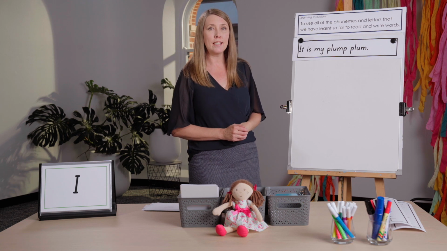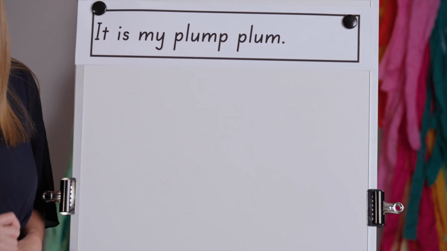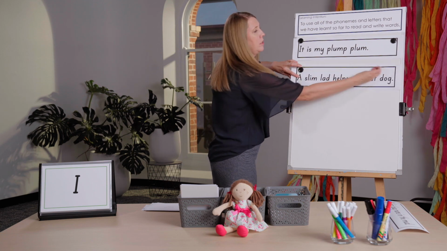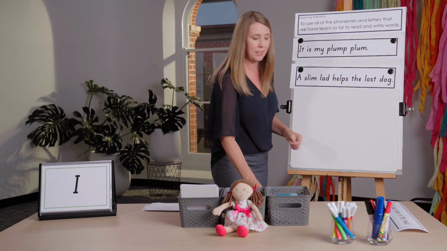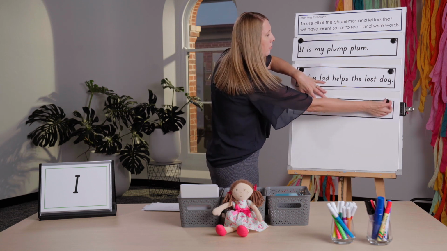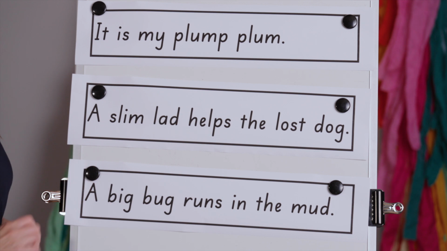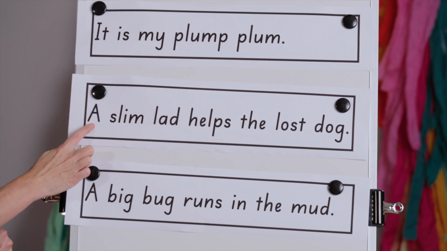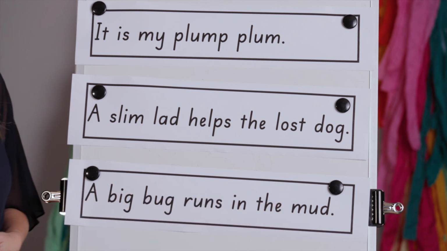Let's have one more look at the sentences that we have learnt so far. It is my plump plum. A sentence that we looked at earlier was, a slim lad helps the lost dog. And our other sentence was, I wonder if you can remember it. Here it is. A big bug runs in the mud. I like that sentence. Let's read those sentences one more time. It is my plump plum. A slim lad helps the lost dog. A big bug runs in the mud.